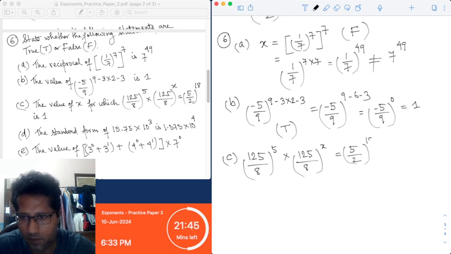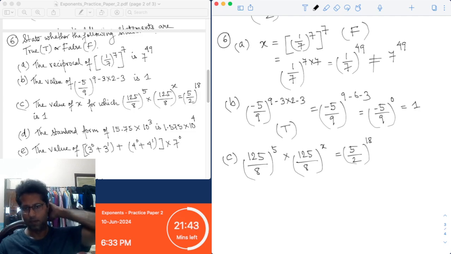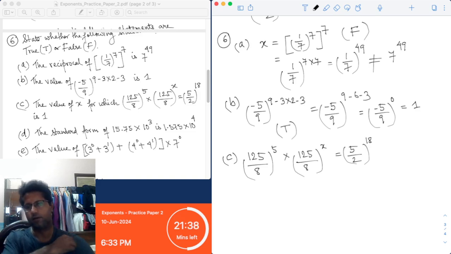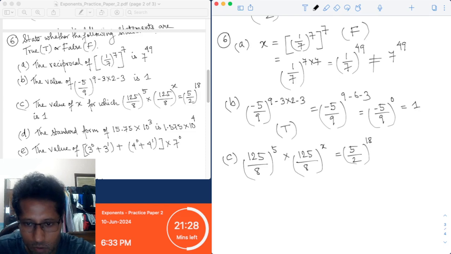Now on the right hand side we see the base is 5/2, and on the left hand side it's a product of two exponentials where both have the base 125/8, and we know that we can convert 125/8 into exponential form where the base will be 5/2. So let's do it step by step. We have a product of two exponentials, (125/8)^5 multiplied by (125/8)^x.